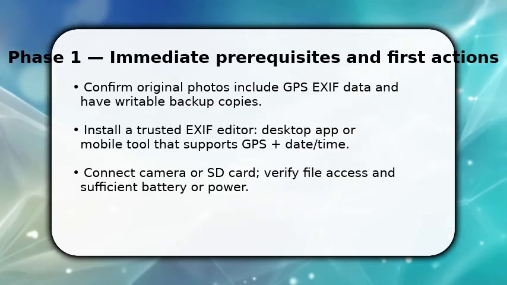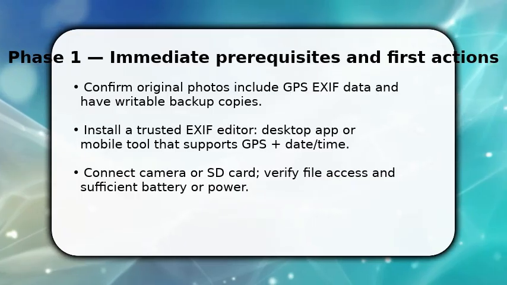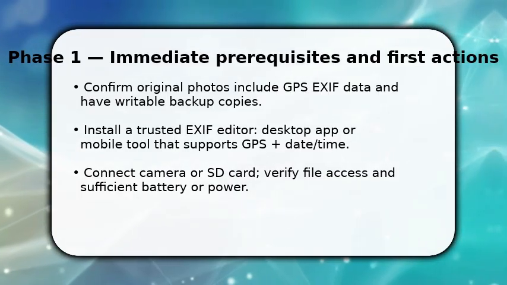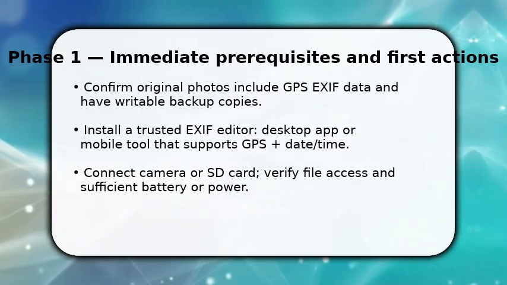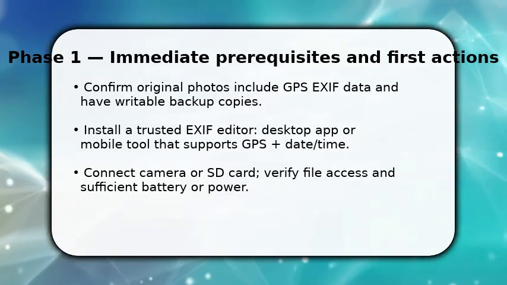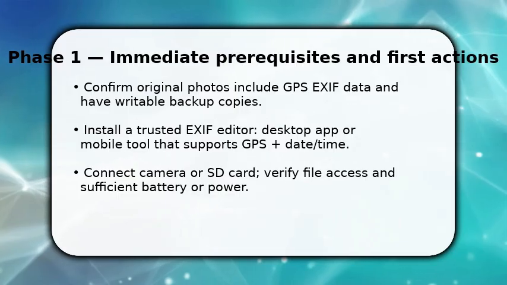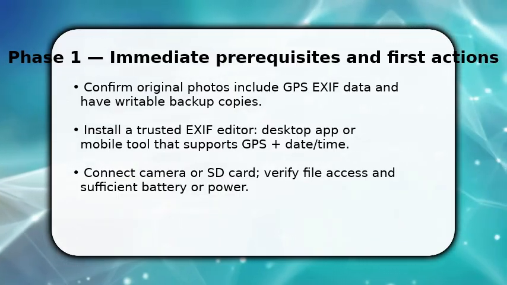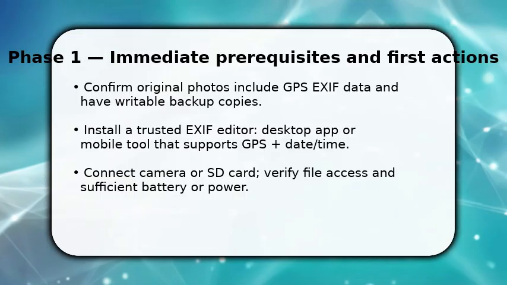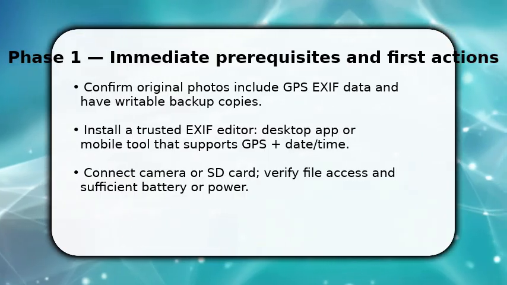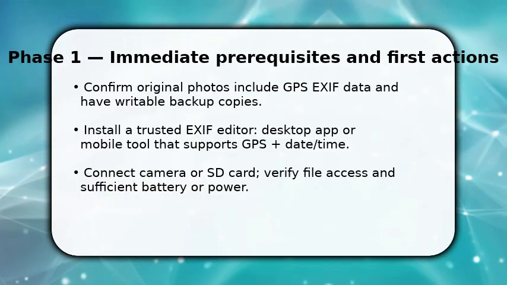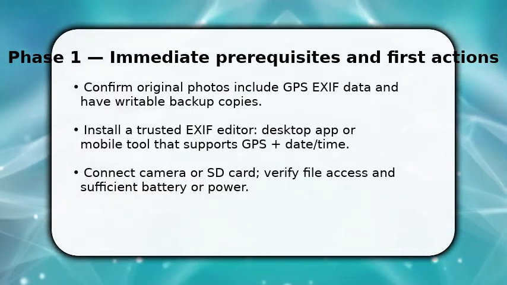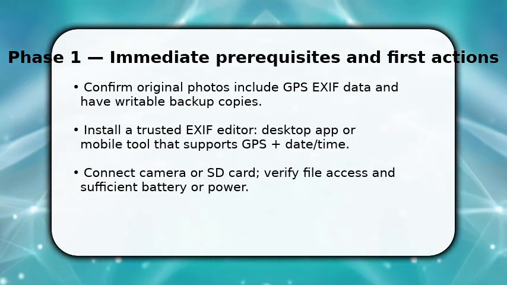You start by confirming the images contain GPS EXIF and creating a backup because you will overwrite metadata. Next, install an EXIF editor that supports both GPS and timestamp edits. This ensures precision. Connect the camera or SD card to your computer and make sure files show as writable. Once done, open one representative photo in the editor to inspect fields: GPS coordinates, timestamp, and time zone. This first check prevents accidental shifts.